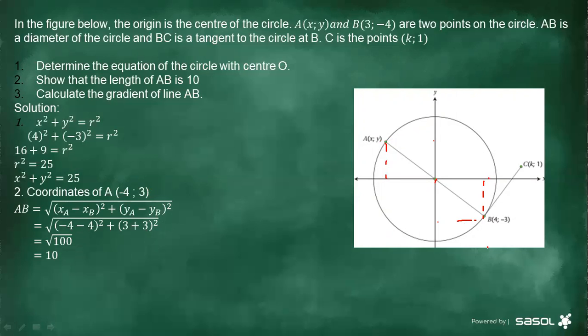The third question: calculate the gradient of line AB. Let's determine the gradient. That is the formula for the gradient of AB. What is the value of yA, which is 3, minus the formula, minus -3, which is +3. Then it's 3 plus 3 divided by -4, which is 6 over -8. When you simplify it, it gives us -3/4.